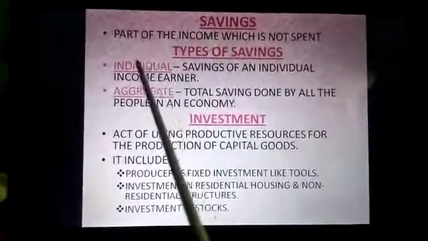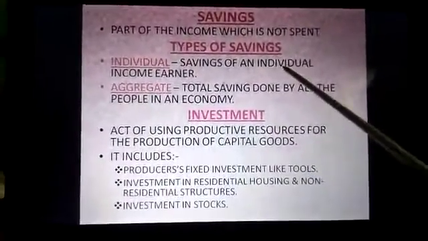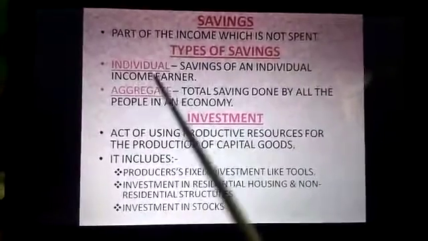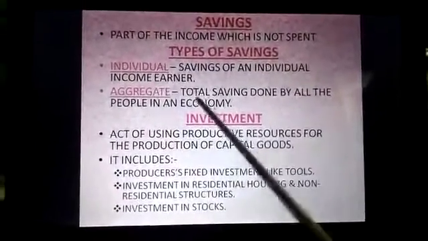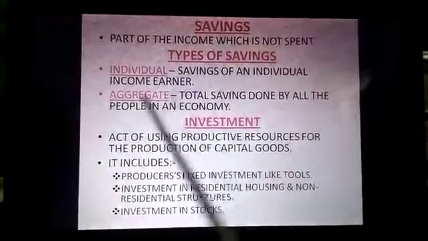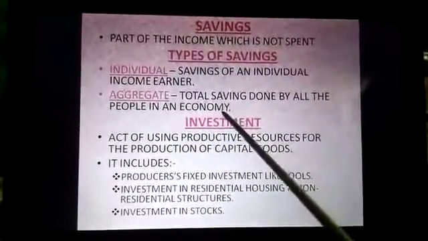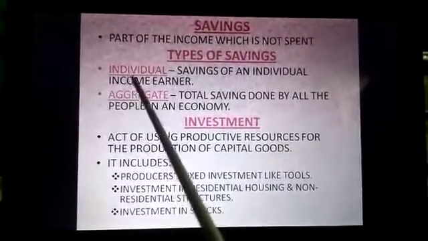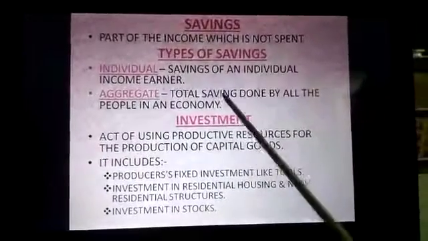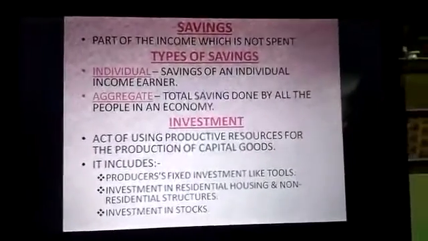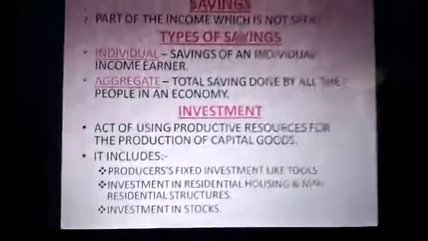There are two types of savings: individual, when one person who is earning money saves, that is known as his individual savings. And the total savings done by all the people of the country, of an economy, is termed as aggregate savings. Savings of one person is individual savings. Savings of the whole country is known as aggregate savings.